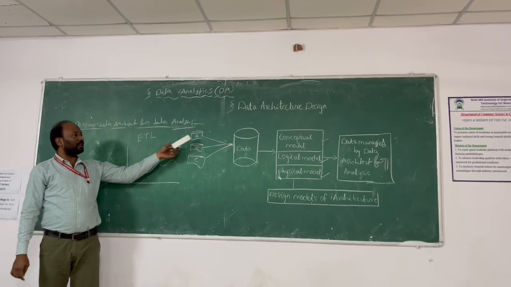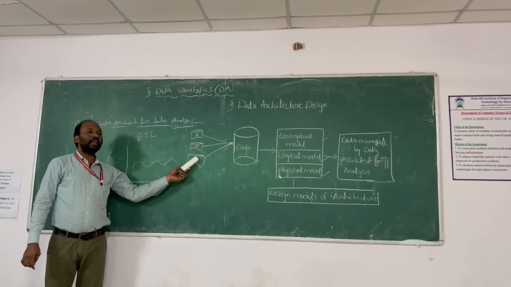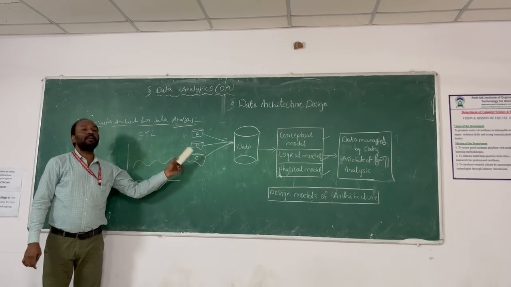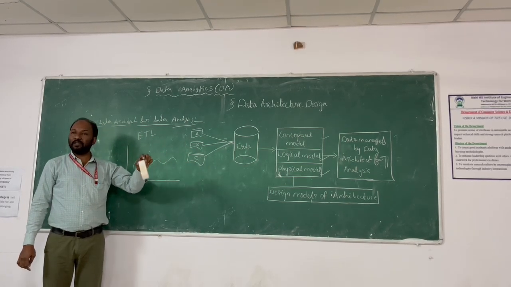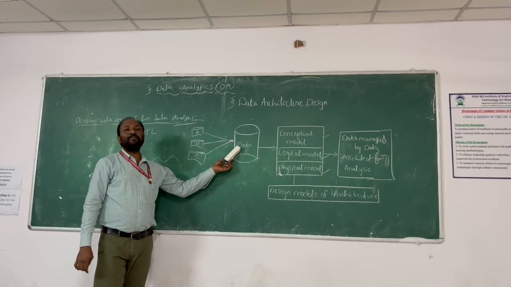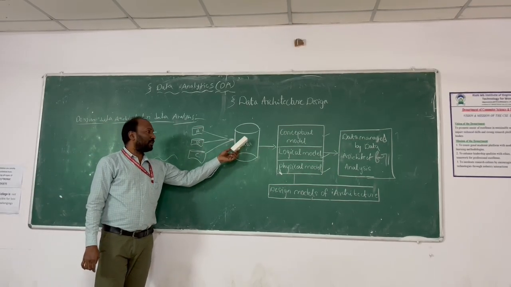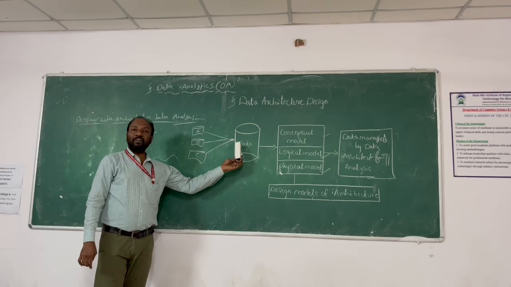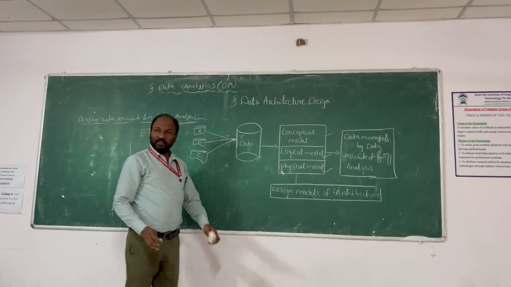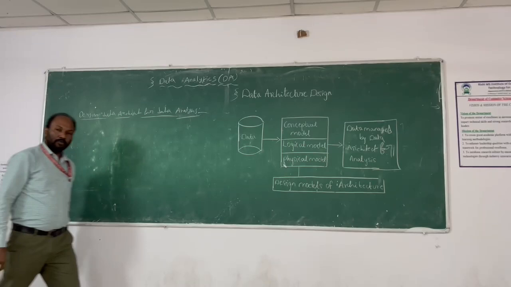Here, extracting means the data we are collecting from 3 different sources, we are keeping into one place. That is normally called the staging area. After the staging area, within this data we can do transformation. Transformation means we are converting the data from one format to another format.